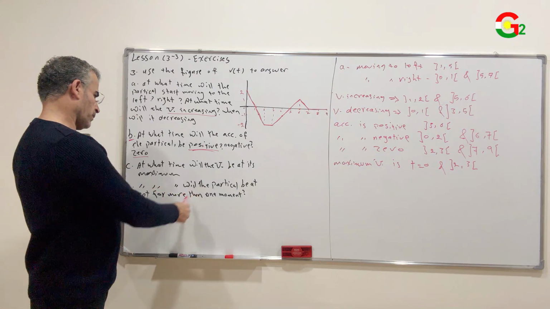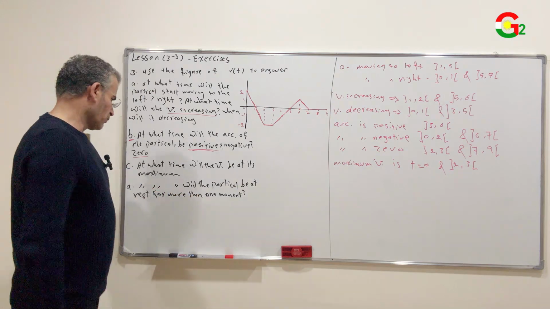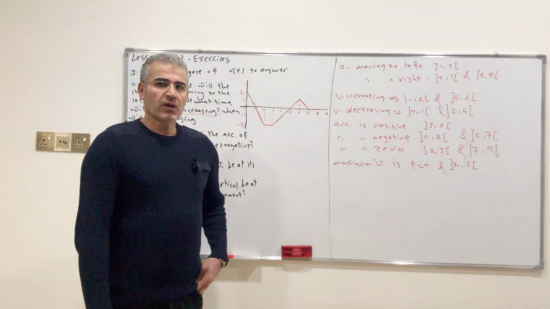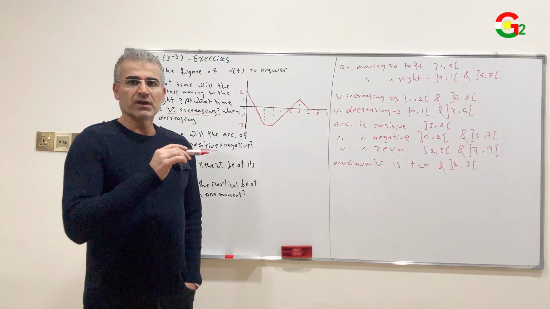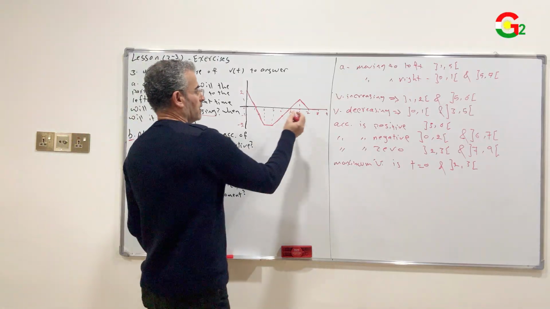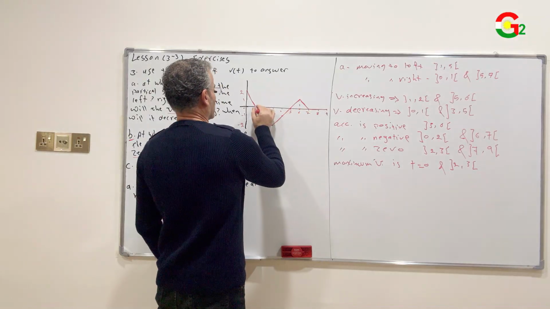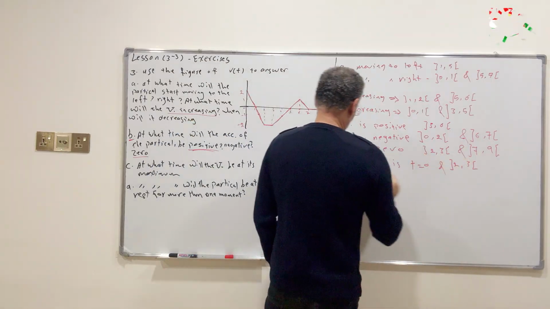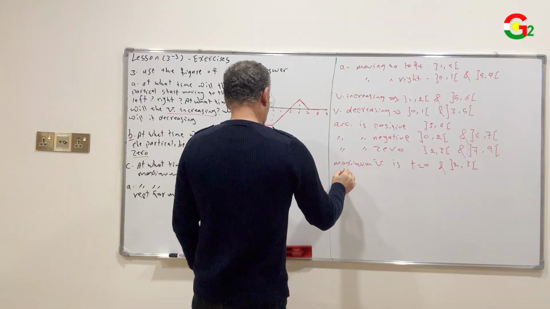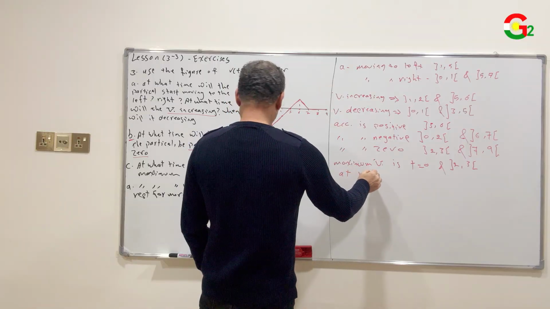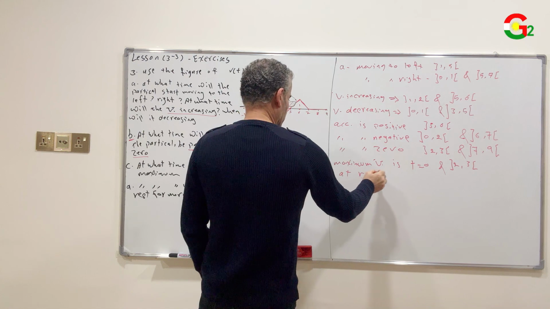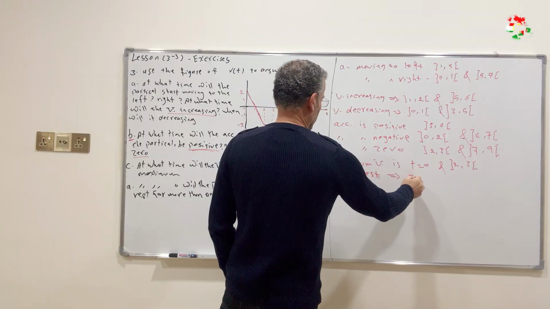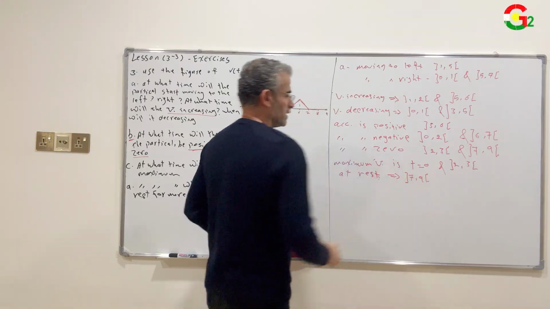At what time will the particle be at rest for more than one moment? The particle will be at rest when it moves over the x-axis. Here it's a moment. Here also it's a moment. From 7 to 9, it's more than a moment. Then the particle is at rest in the interval 7 to 9.